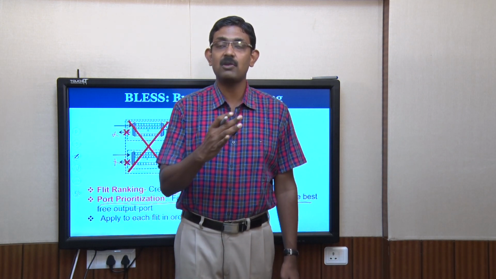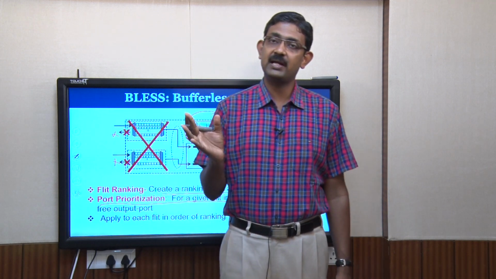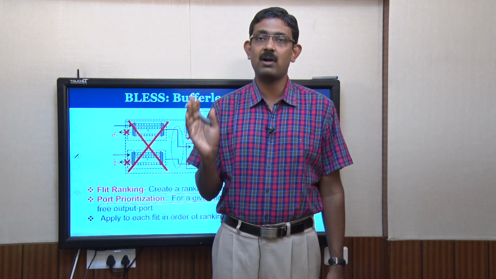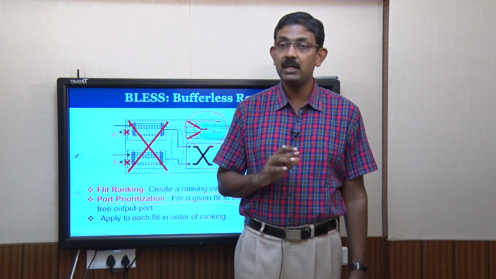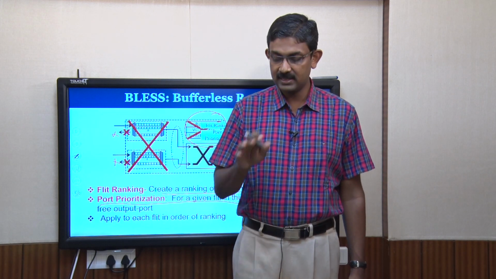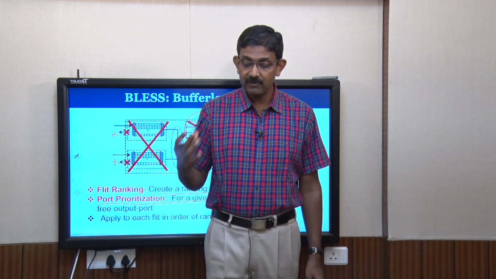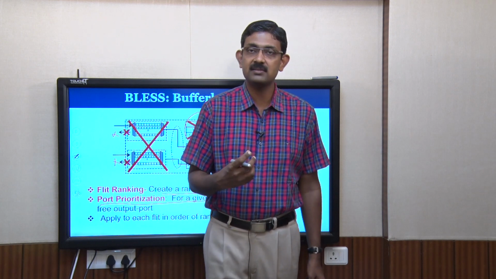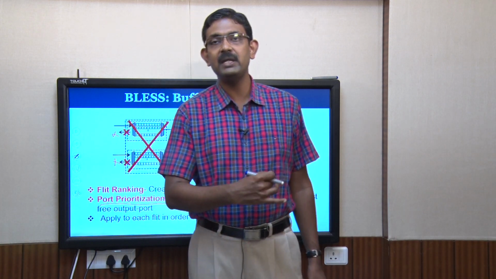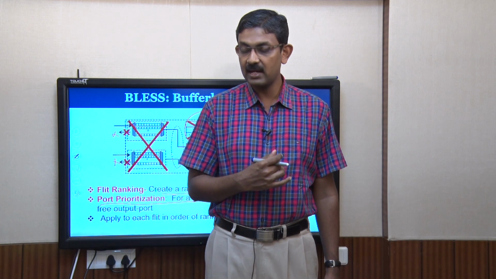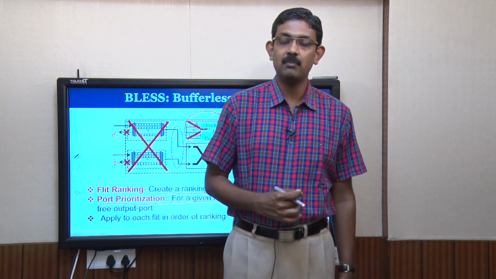So, we are trying to get rid of buffers. We are trying to get rid of the credit system that tells one router how many buffers are available in another router. That credit system is also eliminated. There is no need for virtual channel allocation and switch allocation. What we need is to rank the flits. Based on the ranking, we have to pick each flit from the best ranking onwards and try to assign them ports.